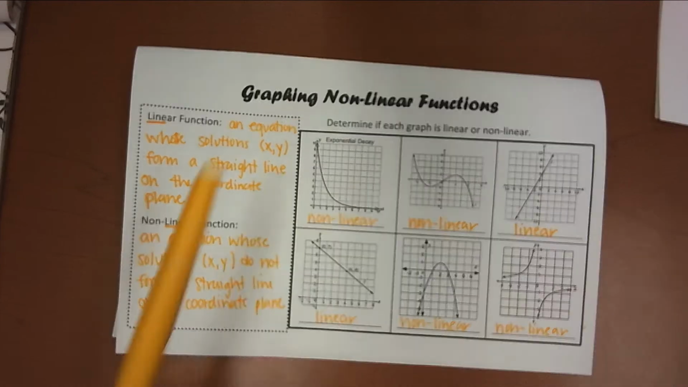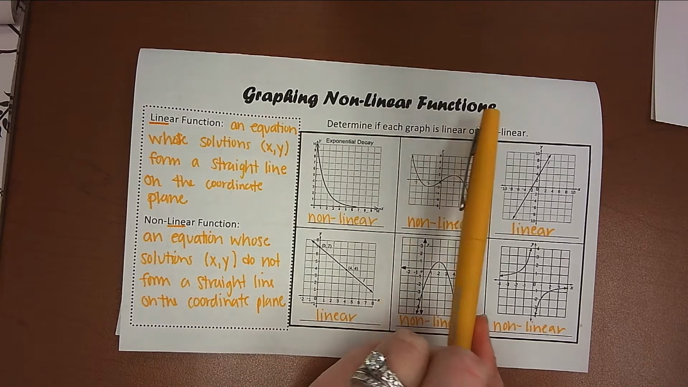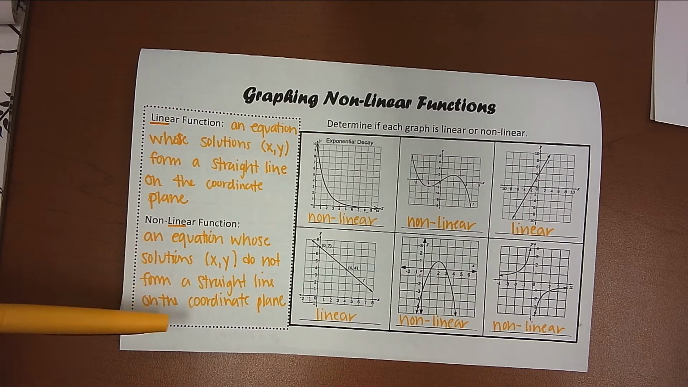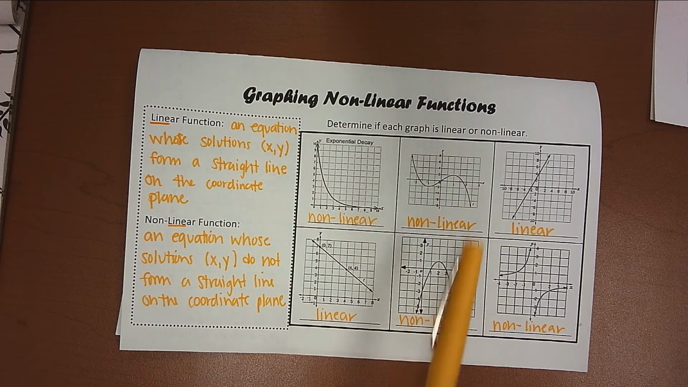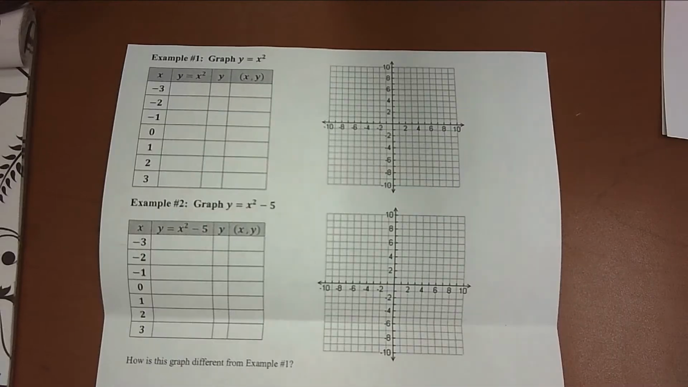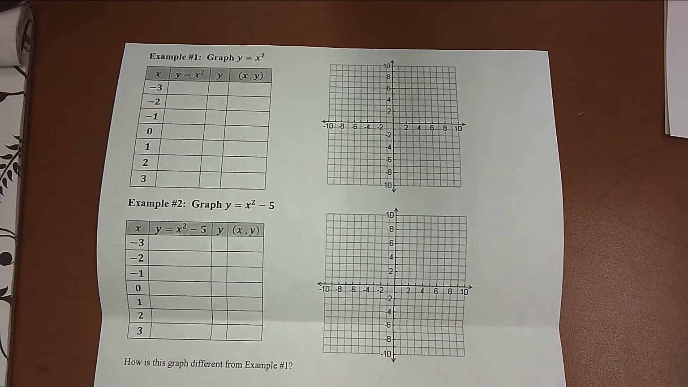The title of our notes today is Graphing Nonlinear Functions, and we talked about the definition of linear and nonlinear. Linear function meaning that it's a straight line, and nonlinear meaning that it's not a straight line. So today we're going to be graphing some of these nonlinear functions using a table. Example number 1 asks us to graph y equals x squared.